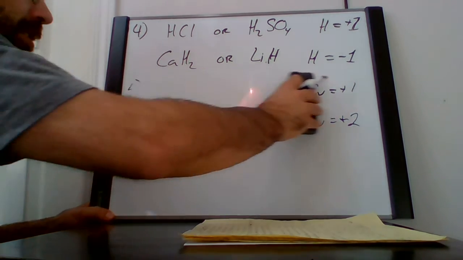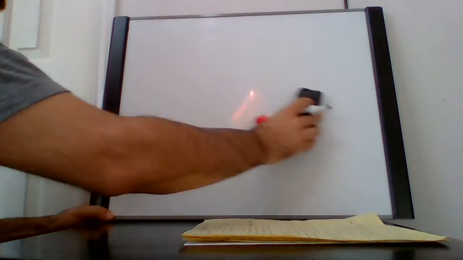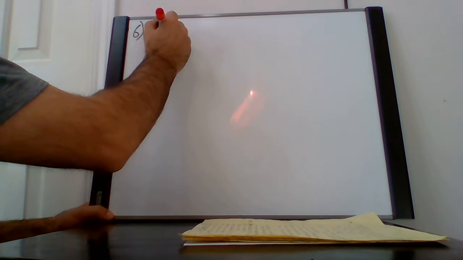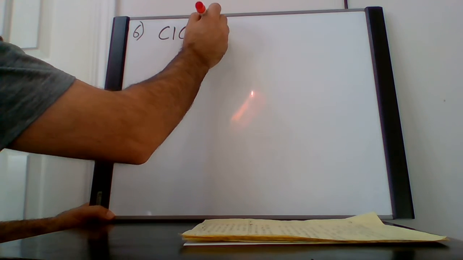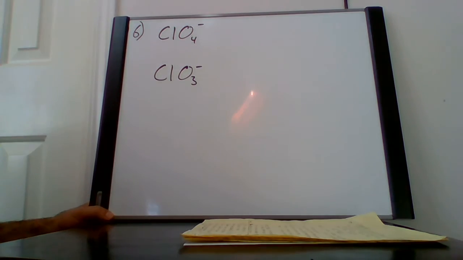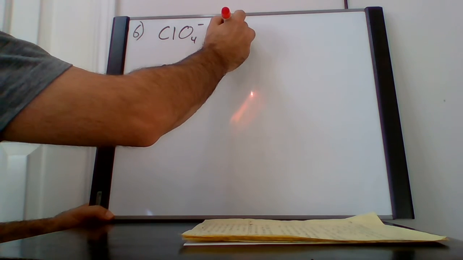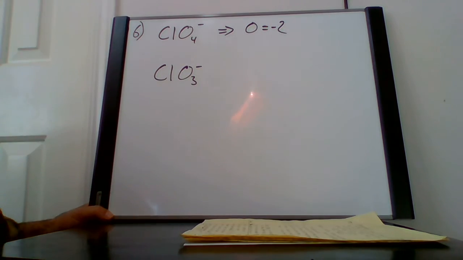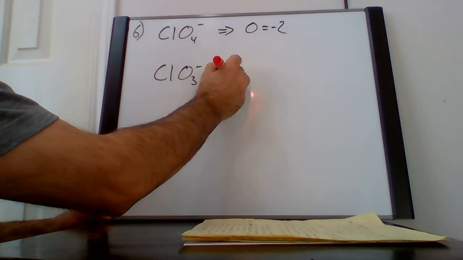Okay. I'm just going to clear space here for number 6. Our polyatomic ions. Okay. Polyatomic ions. They sum to the charge on that ion. So if we are looking at, say, ClO4 minus or ClO3 minus, okay, well, as I previously said, oxygen is a -2 outside of our exceptions.